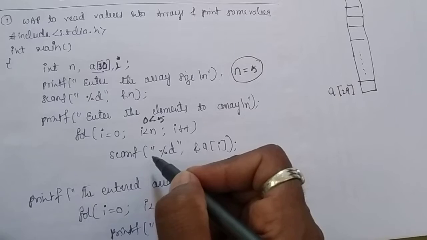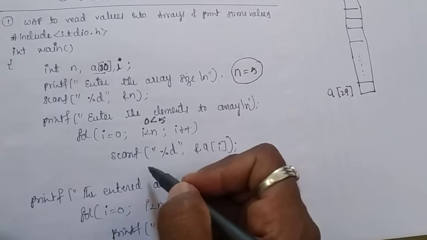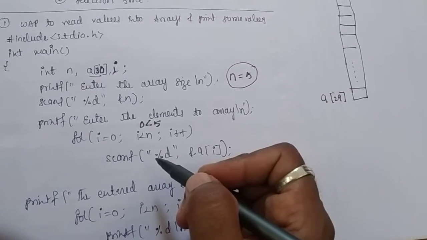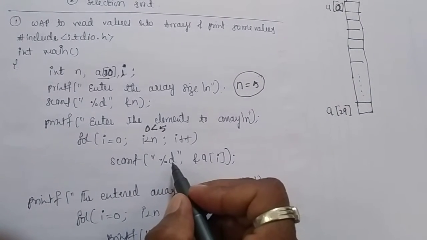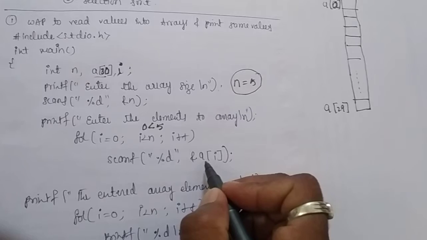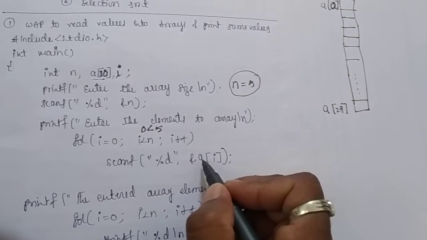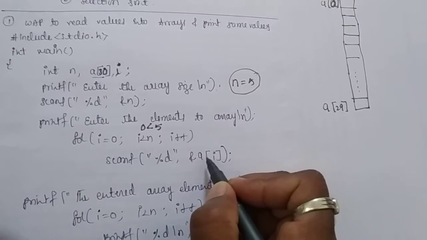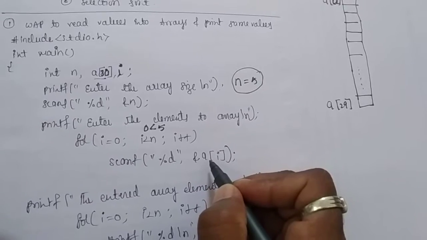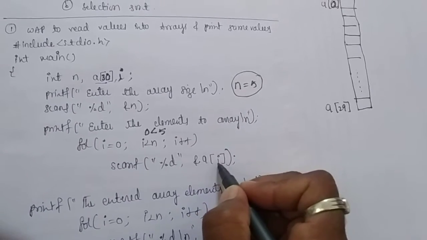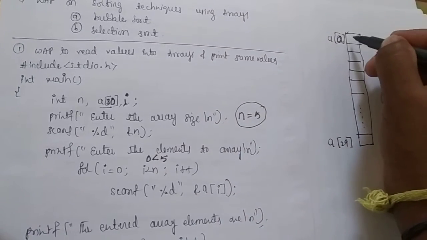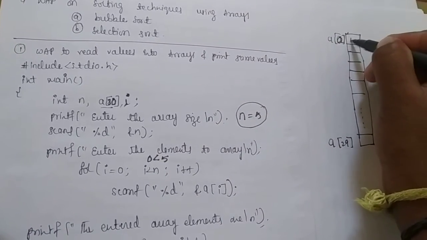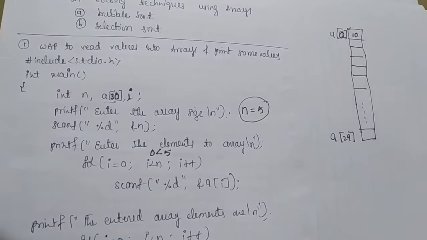In the scanf statement you are reading values from the keyboard. It means you can enter one value through the keyboard here. The first element you enter through the keyboard is going to be stored in which location? In a[i]. What is a[i] here? It is a[0], because the i value is 0 initially. So in a[0] you can store one element. In a[0] I'll store one element, say 10. Whatever number you want, you can enter there.